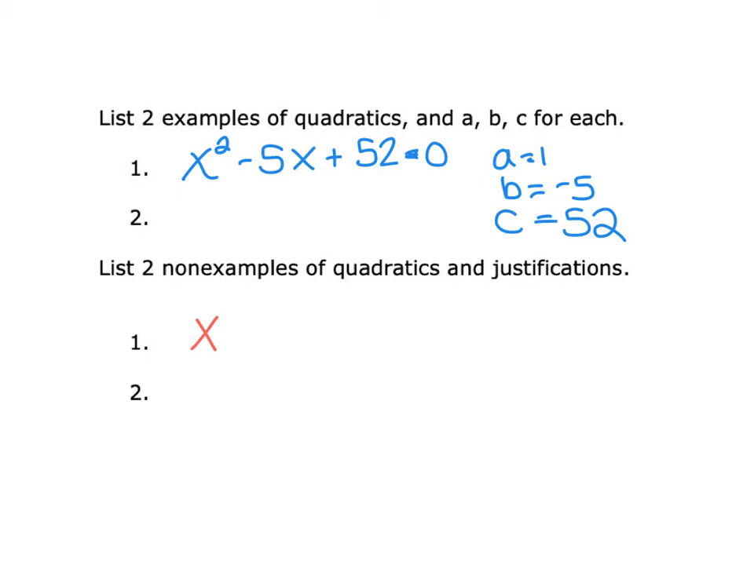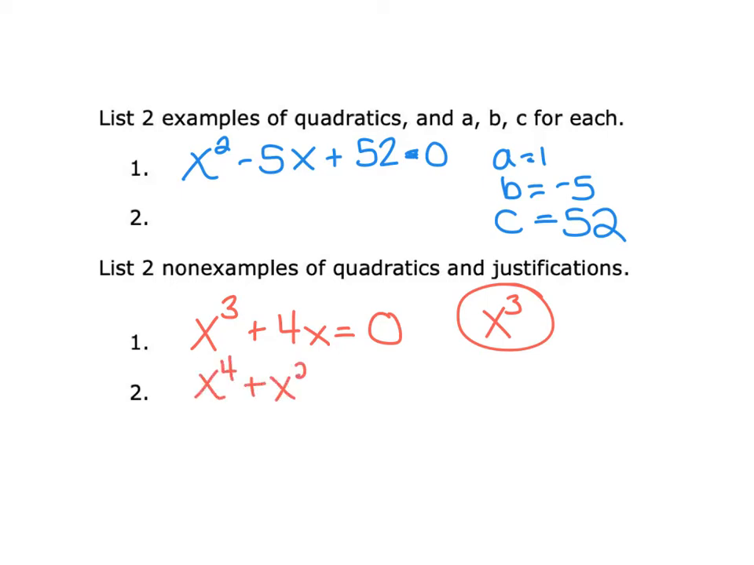Some non-examples would be like x cubed plus 4x equals 0, because you have an x cubed term. That's what's wrong with this. The highest degree has to be 2. If I have x to the 4th plus x squared equals 3, even though there's an x squared term, you can't have an x to the 4th for it to be a quadratic.